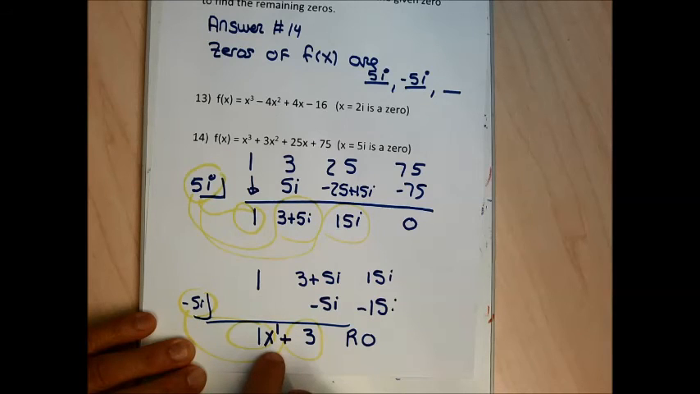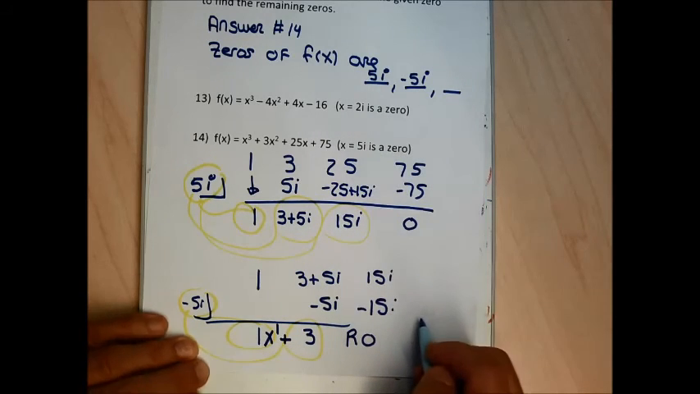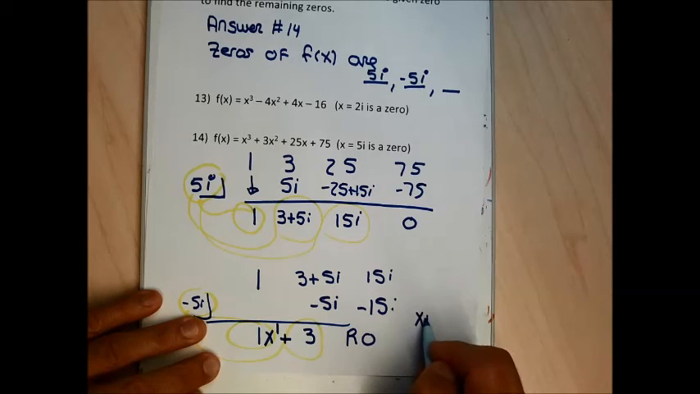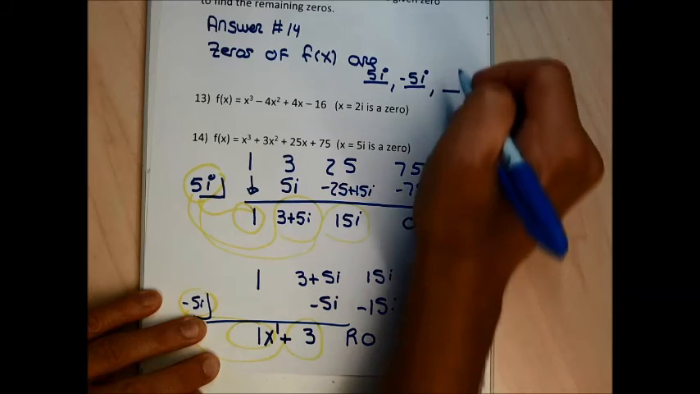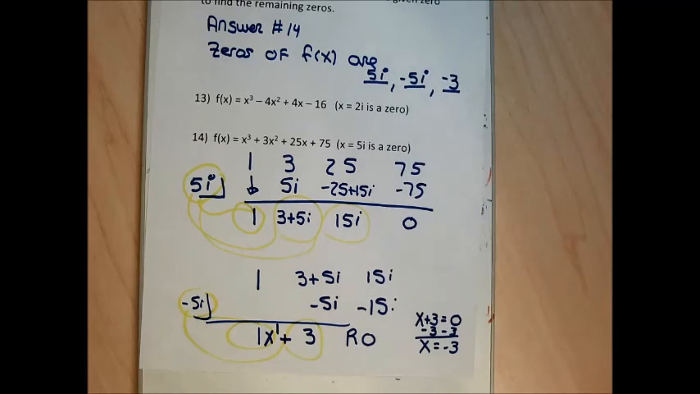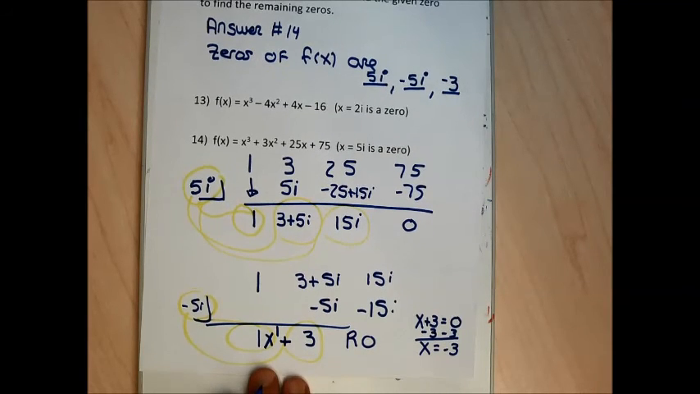I'm going to set that equal to 0 to get my third 0. So the answer to the second synthetic division is x plus 3, remainder of 0. I'm going to set that answer equal to 0, and I'm going to get my third 0 to this polynomial. I'm done with problem 14.